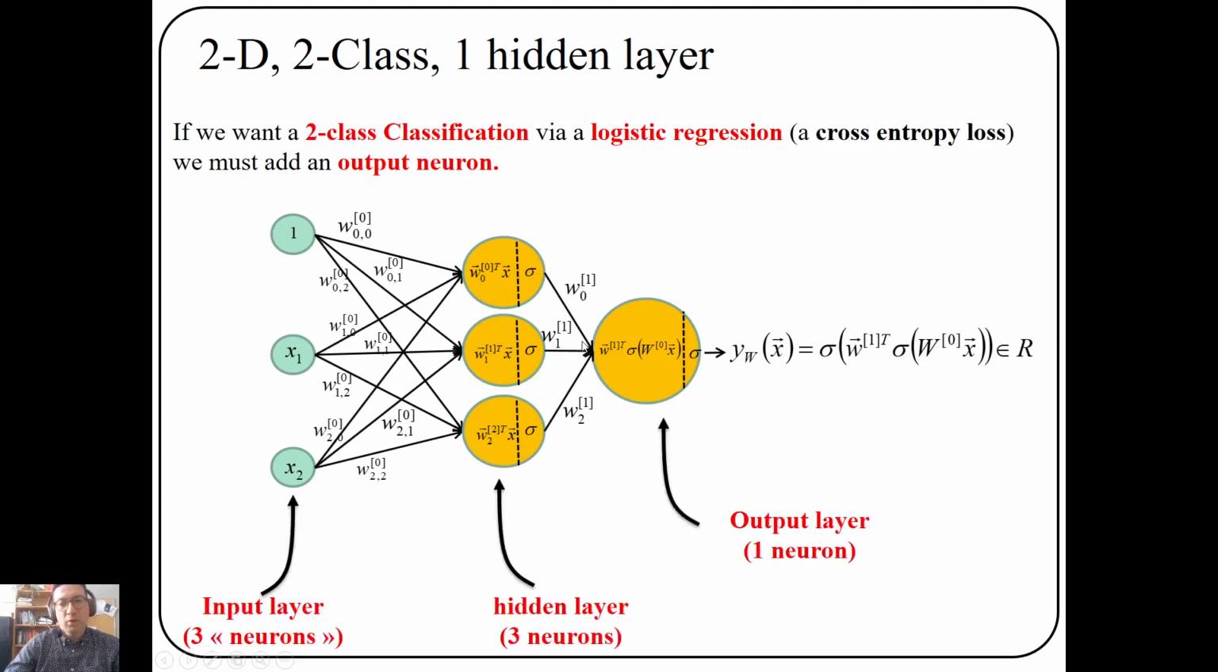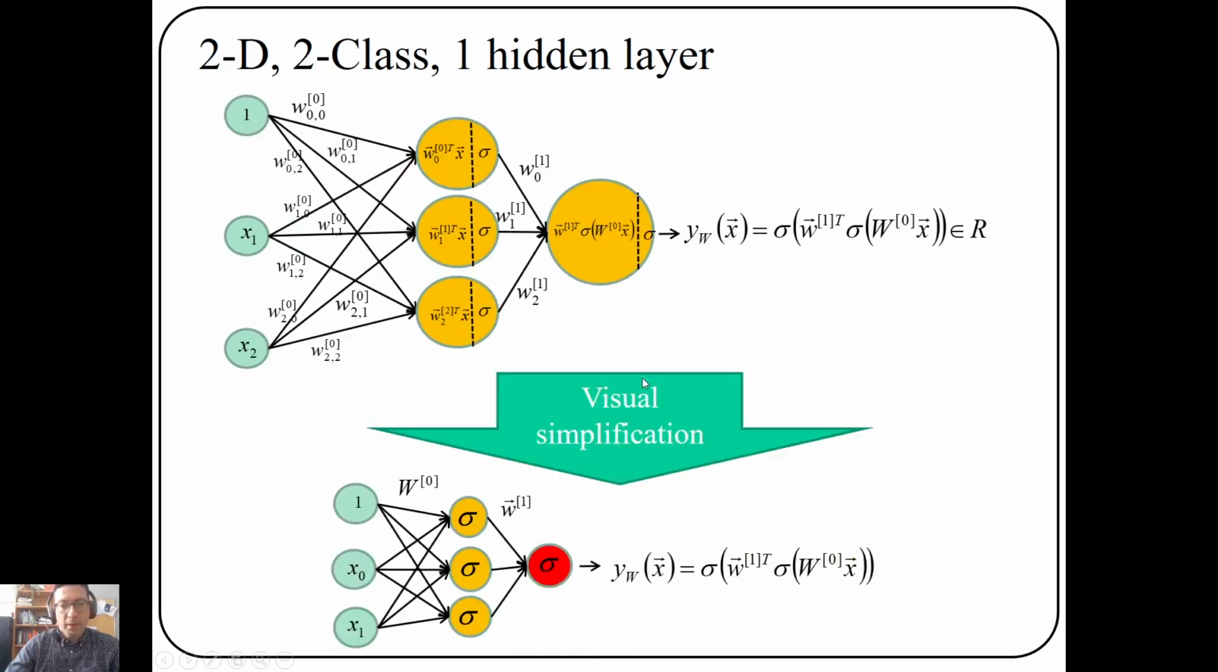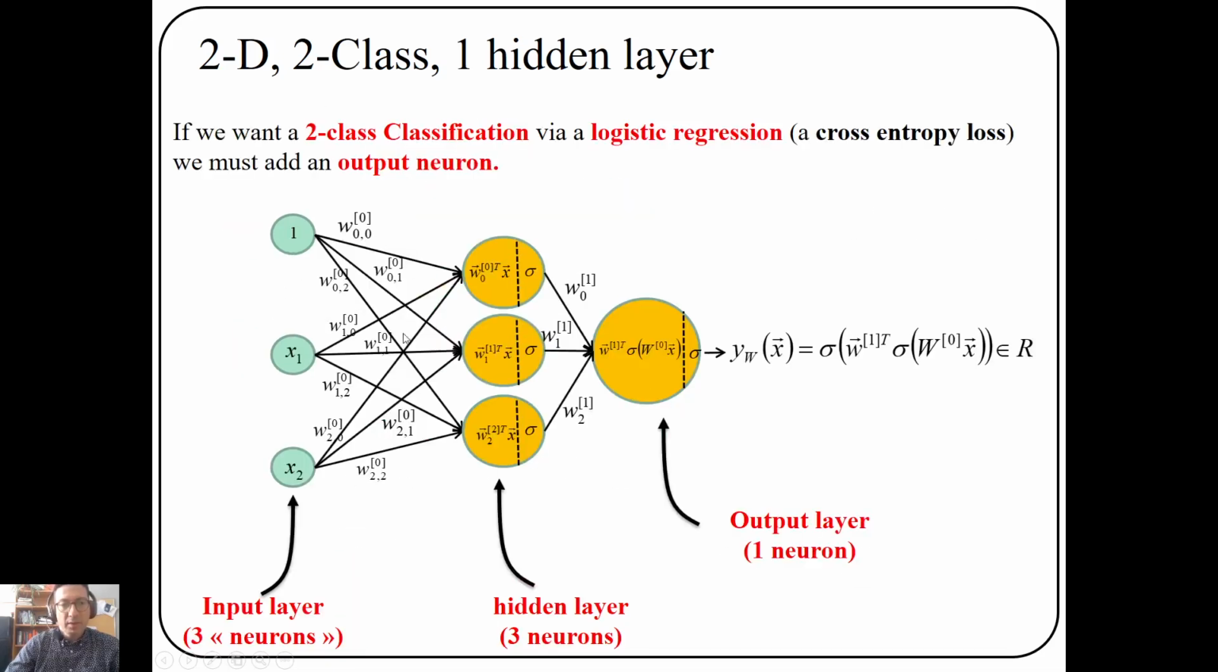Now, this neural network contains 3 layers: an input layer, a so-called hidden layer of 3 neurons, and 1 output layer. And this neural network is still a 2-class classification method. Why? Because the output is a sigmoid, and the sigmoid returns a value between 0 and 1. And if the output here is larger than 0.5, then you know that you're in class 1. And if it's lower than 0.5, you know that X is in class 0.